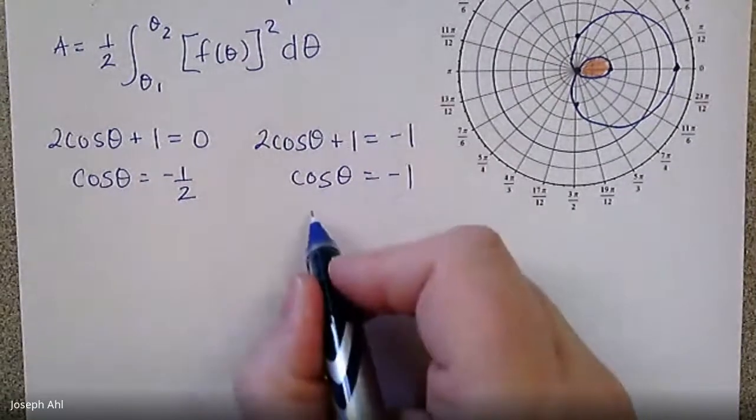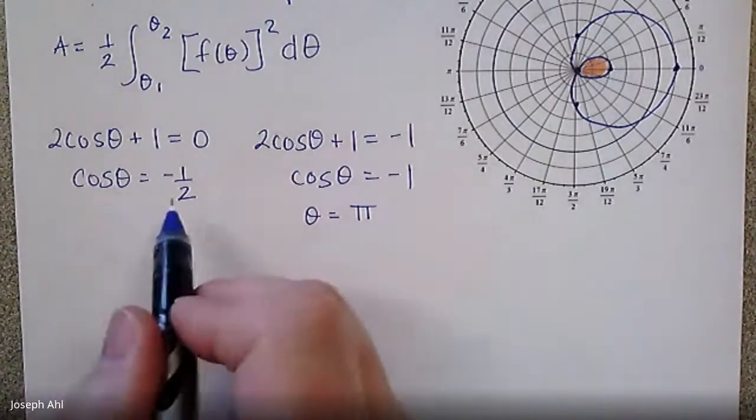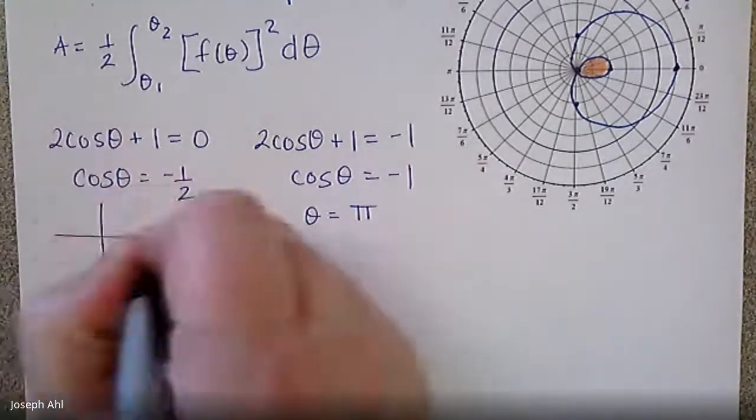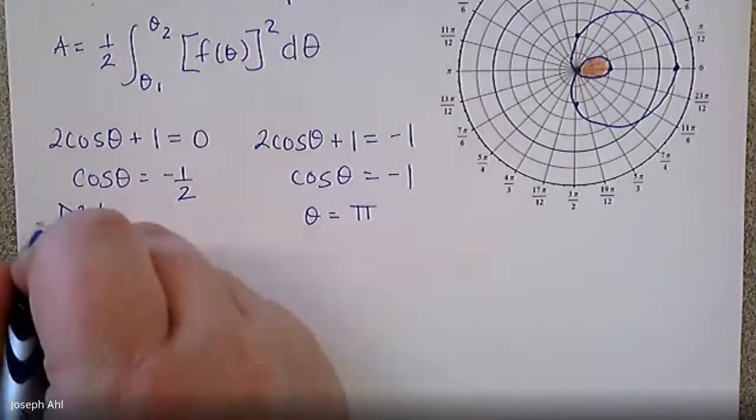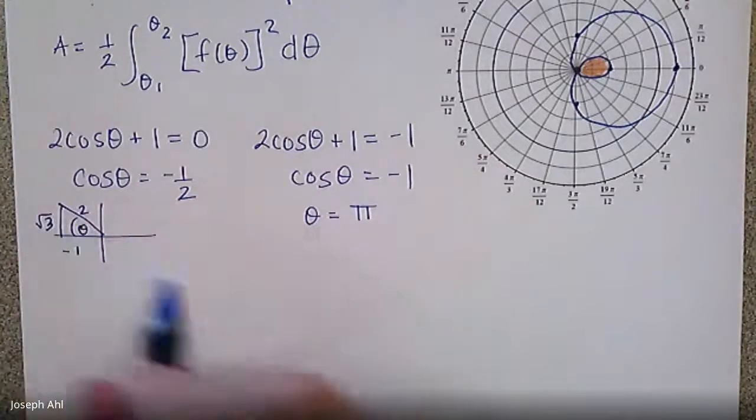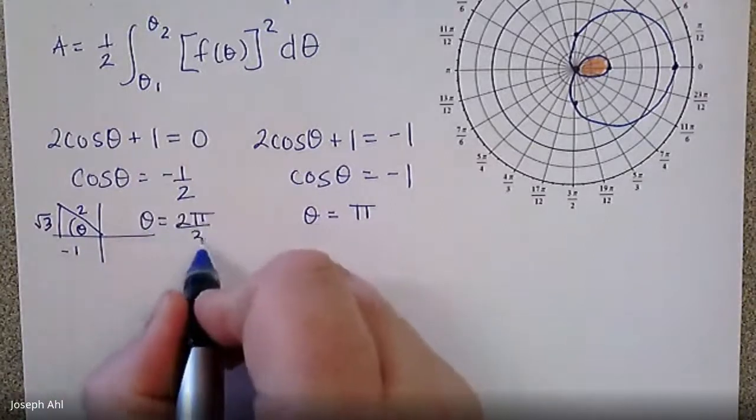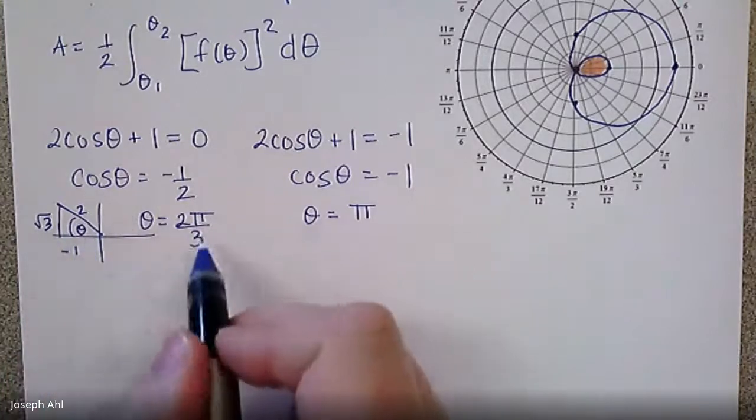So cos theta equals -1 when theta is pi. You can think about the cosine curve, unit circle, whatever you need there. Cos theta equals -1/2. If you don't quite recall, you can set up a triangle here. Cosine is negative in quadrant 2 and quadrant 3. But I'm looking for this first angle when this is true, and that first angle, across from radical 3, would be that theta equals 2 pi over 3. The reference angle here is pi over 3, so the angle is 2 pi over 3.